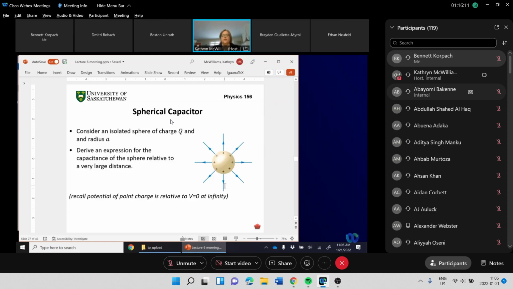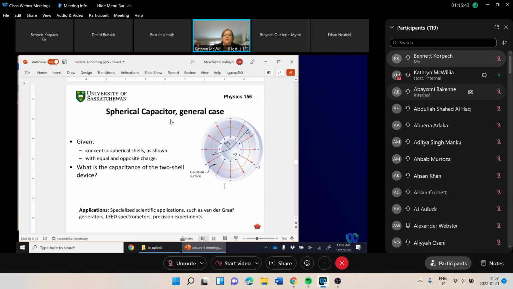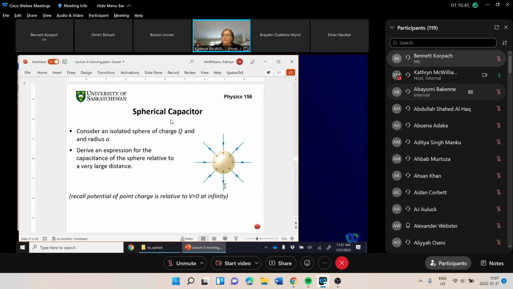Okay, so we'll do a spherical capacitor now. What we want to know is the capacitance of an isolated sphere, which seems maybe weird and maybe like we wouldn't necessarily want to do that, but it is a thing. We have a charge Q on the sphere, and we have a potential difference between the surface of the sphere and infinity, where we set V equal to 0. So you can figure out what the capacitance of this system is.